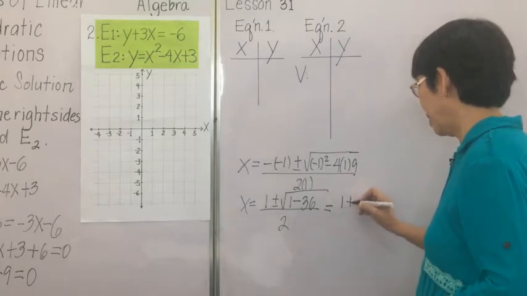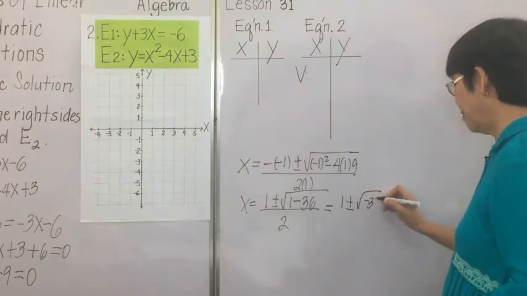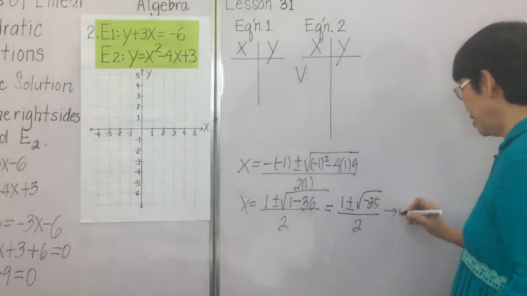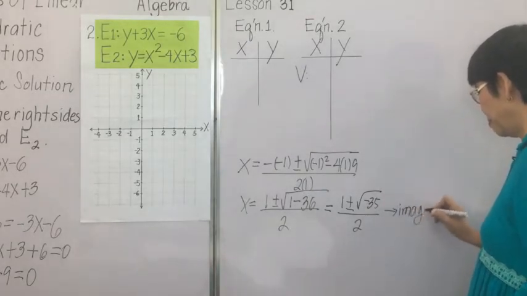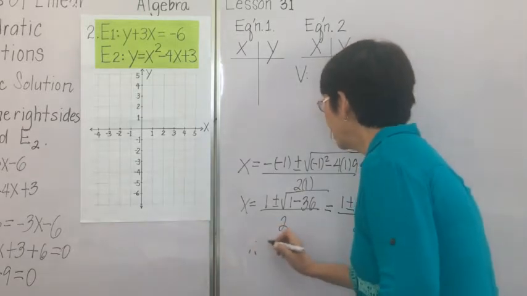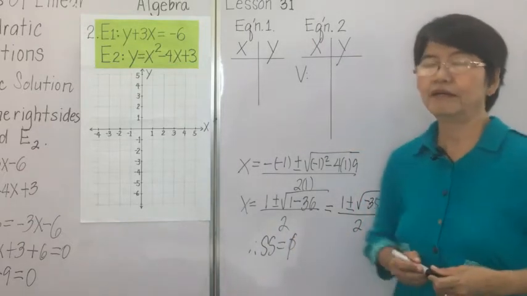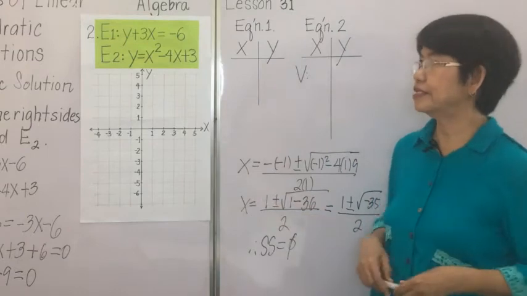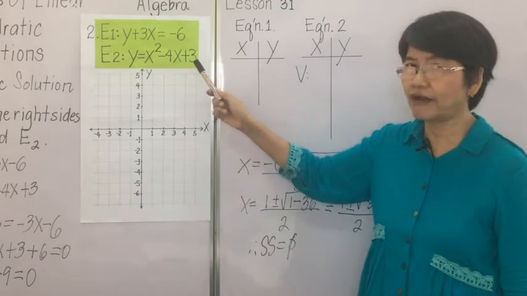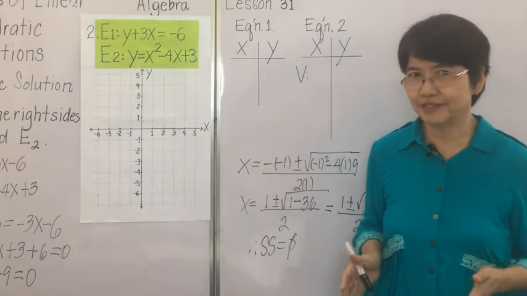So we have 1 plus or minus the square root of negative 35 over 2. This will be imaginary. Therefore, the solution set is empty. But we can still graph the system. We have the graph of a line and the graph of a parabola. But we expect that these two graphs will not intersect each other.